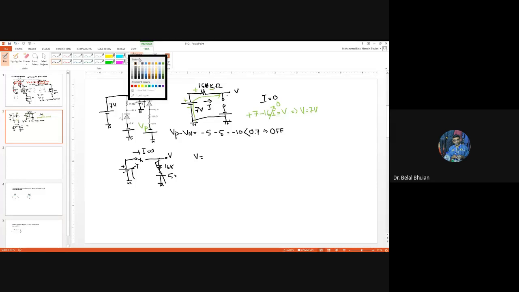So if I go this direction, again plus minus, and let's say a current I is flowing. We know that the current is in fact 0, and with this current direction, the corresponding voltage drop is plus minus. Now if I start KVL, we get minus 5 plus 16I equals V, and then I is equal to 0, so that gives us V is equal to minus 5. All right.